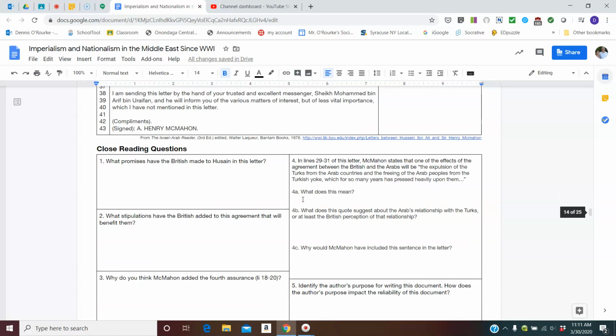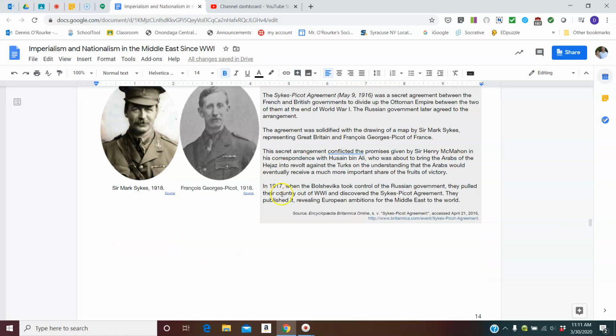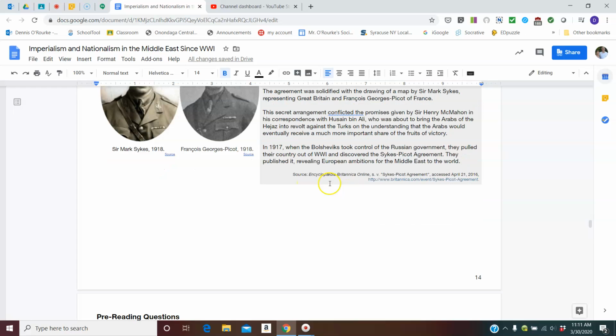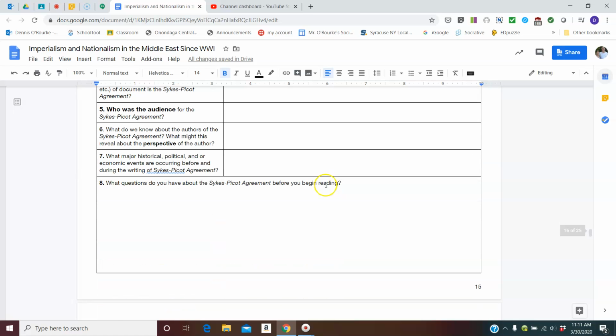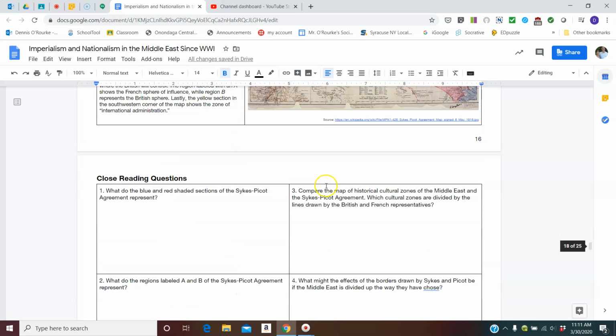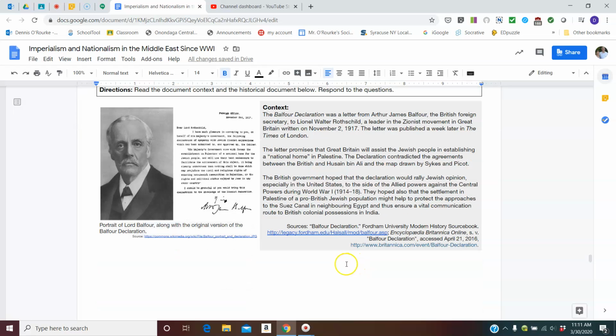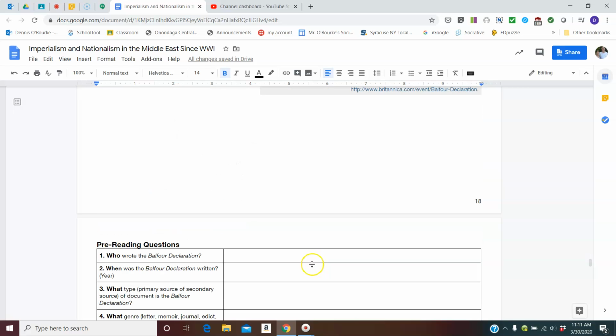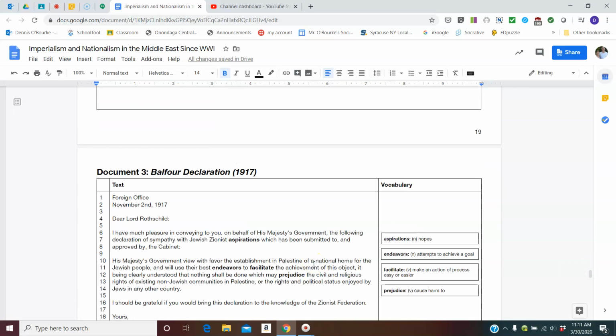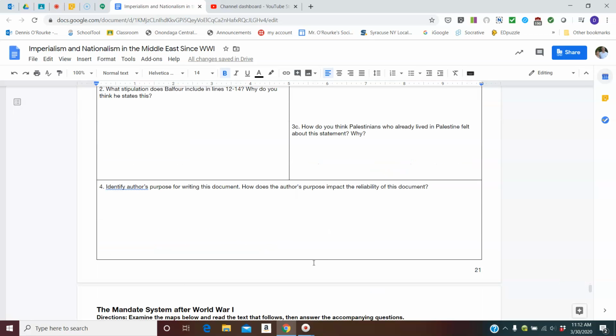Okay. And then we have the Sykes-Picot Agreement, which was an agreement between the French and the British, making some other deals with what to do with what was left of the Ottoman Empire. And then finally, you have the Balfour Agreement, or I'm sorry, the Balfour Declaration, which was a letter written to Lord Rothschild, the head of the Zionists, proclaiming British support for Zionism in the Middle East. So you've got the British basically making three separate deals, and I'll deal with each of the documents separately, and you'll add them together.